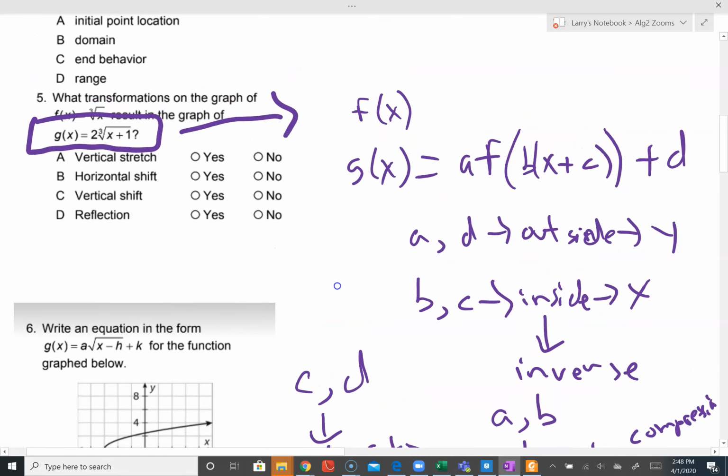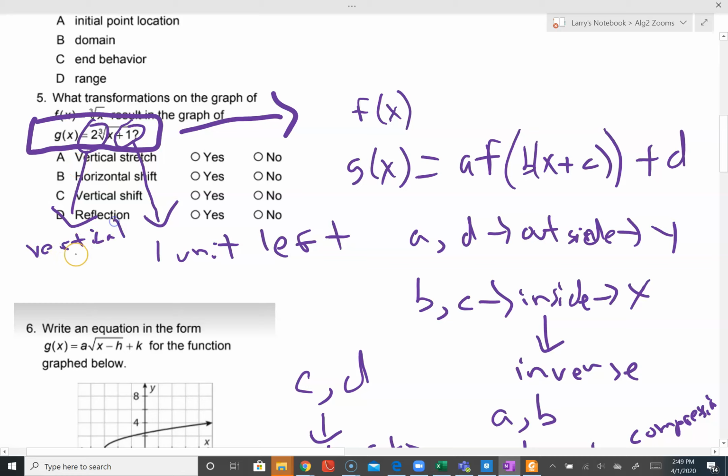Alright, so in this case, the 1, it's inside. And it's an adder. Inside inverse, it's an exchange. So that plus 1 is 1 unit left. Inside inverse, you think it's minus. This 2 is outside. It's a y change. And it's a multiplier. It's a vertical stretch.